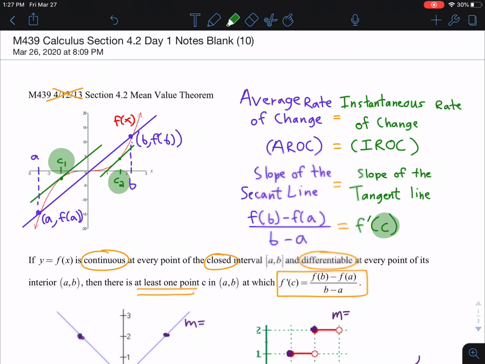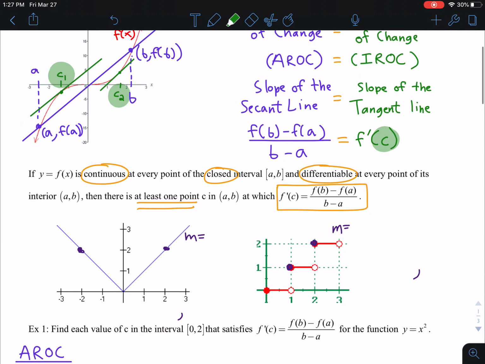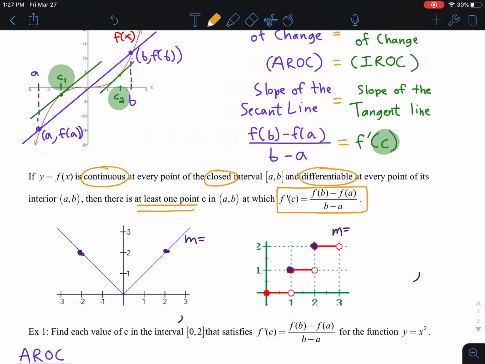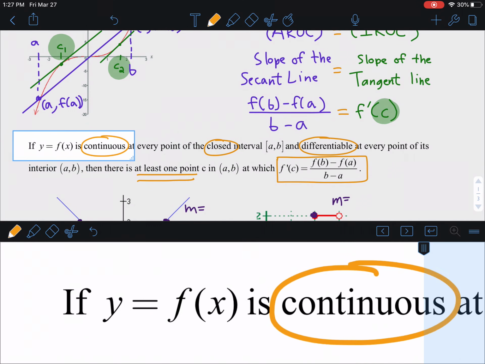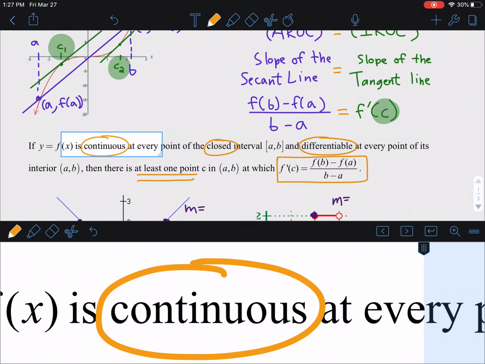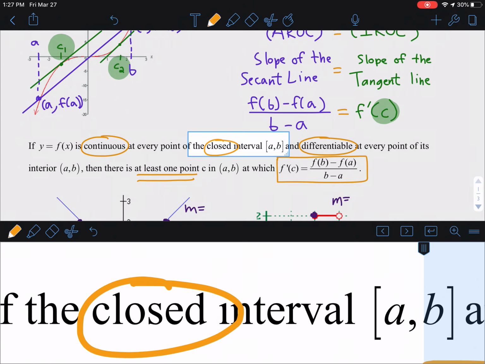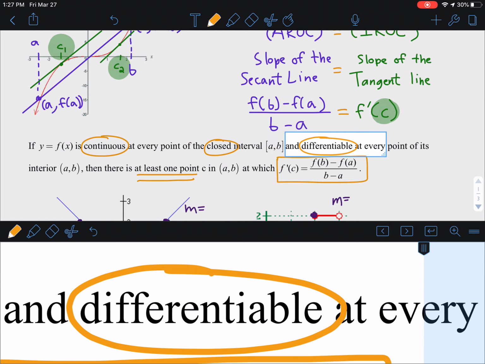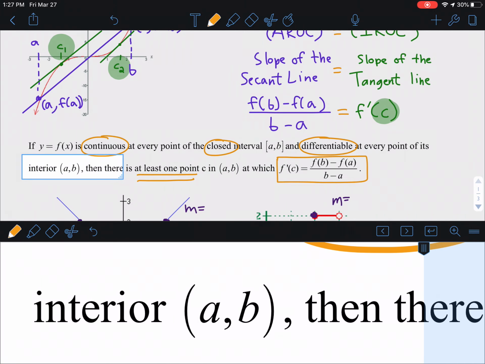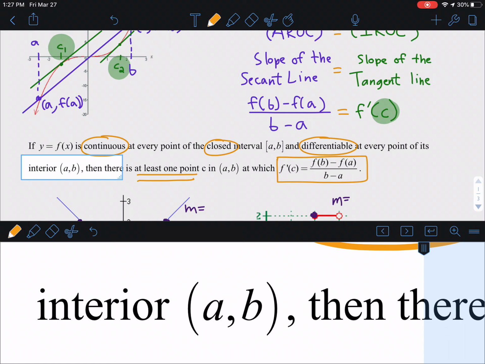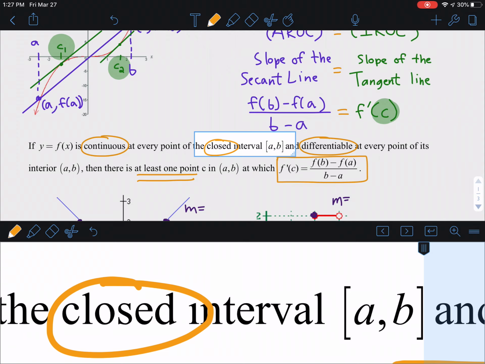Okay, so let's write a couple things down here. First of all, we have the formal definition of the mean value theorem. If y equals f of x is continuous at every point of the closed interval from A to B and differentiable at every point of its interior A to B. So kind of like when we talked about increasing and decreasing functions, right? Differentiability doesn't have to be true at the endpoints. The main thing here is that we have a closed interval.